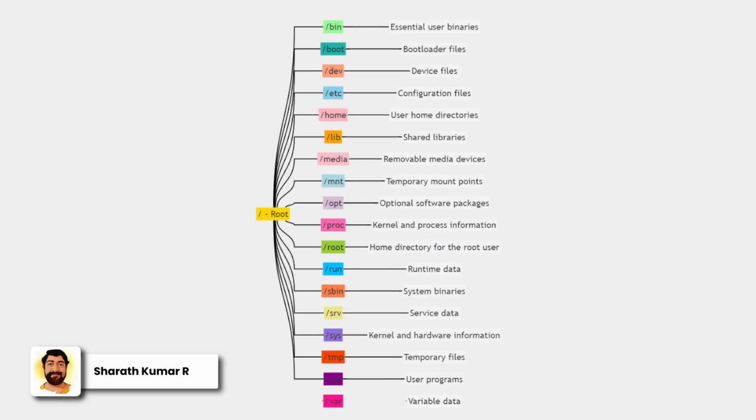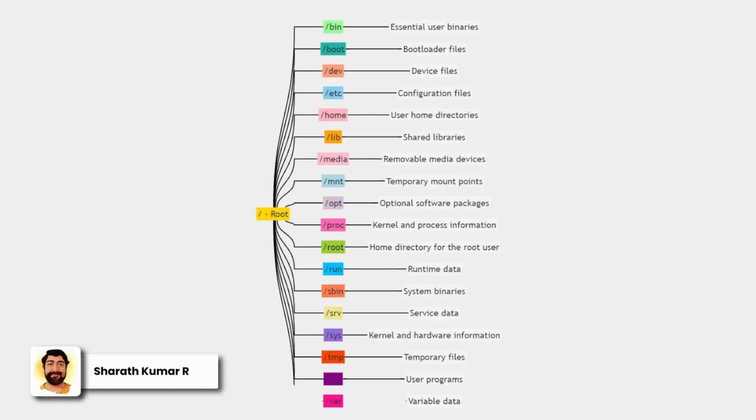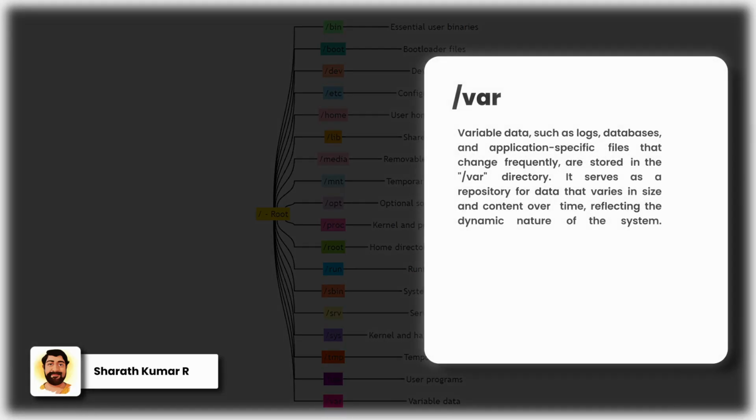User programs are installed in the usr directory. It contains a wide range of subdirectories that hold user-installed applications, libraries, documentation, and other resources. This directory forms a significant part of the file system and provides a structured organization for user programs. Variable data, such as logs, databases, and application-specific files that change frequently, are stored in the var directory. It serves as a repository for data that varies in size and content over time, reflecting the dynamic nature of the system.